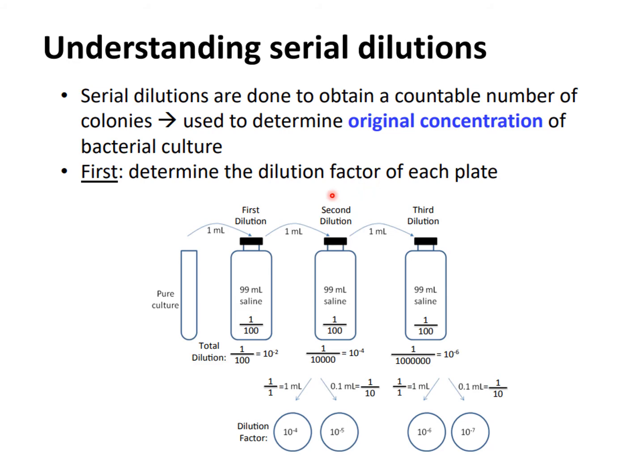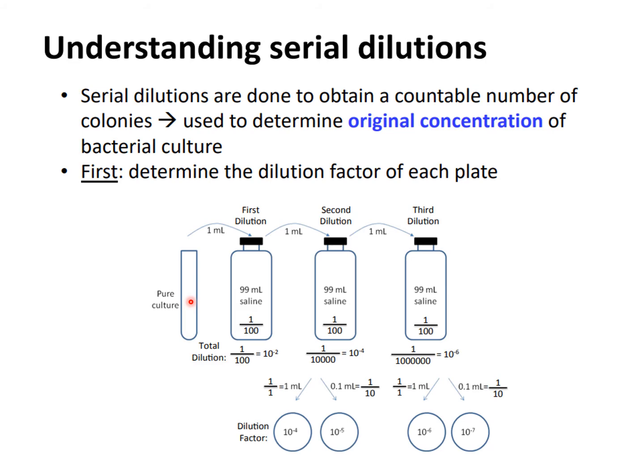So to make sense of this image, let's start together. Let's say you have an original sample. In this tube, you have your liquid broth, and this liquid broth has been inoculated with a bacteria sample, let's say E. coli. So in this tube you have a culture of E. coli. And now I want to figure out what's the concentration of the E. coli that I have in this tube.